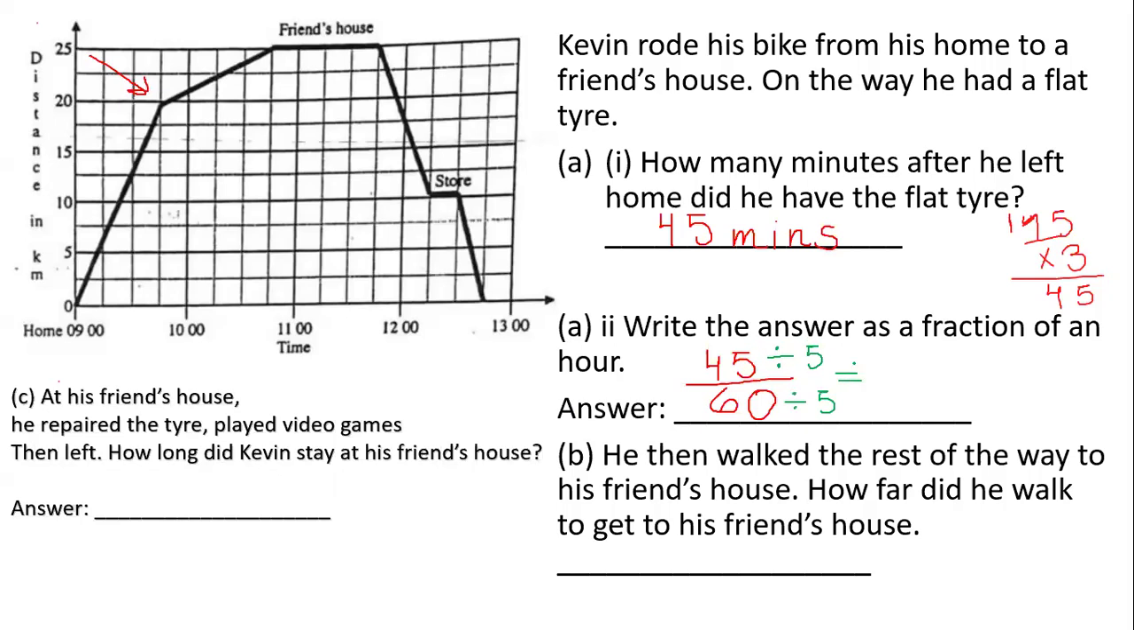But 45 divided by 5 is what? 9. And 60 divided by 5 is what? 12. But we're not done, right? 9 over 12, we're not finished. We have to divide again, top and bottom, by 3. 9 divided by 3 is what? 3. And 12 divided by 3 is what? 4. So the answer is 3/4. Do you all understand how I got that? Yes, sir.